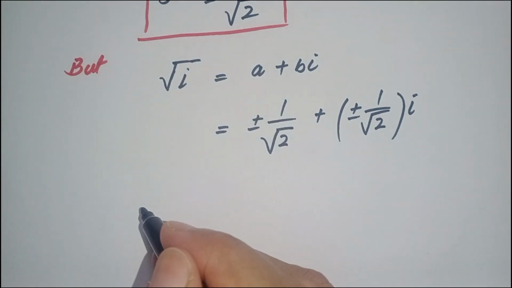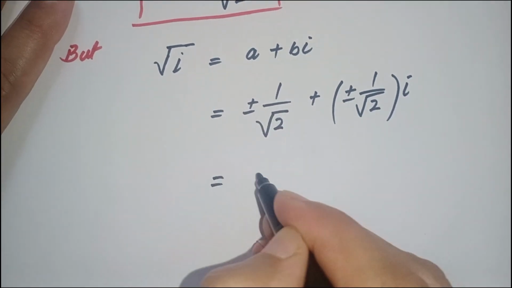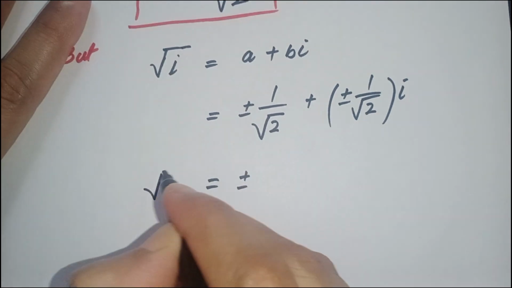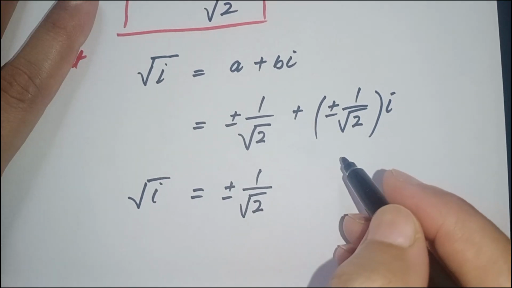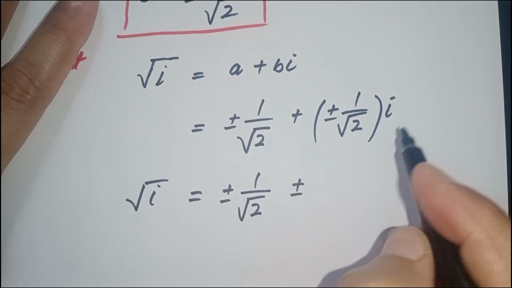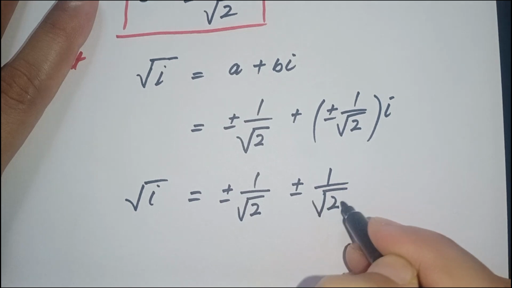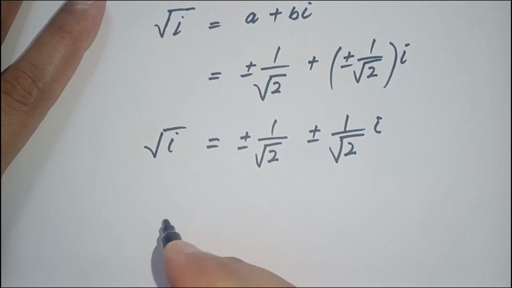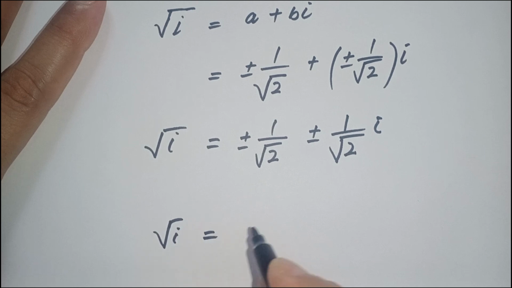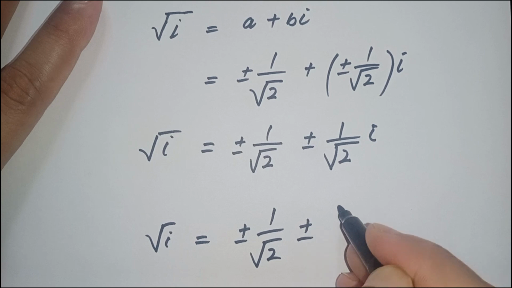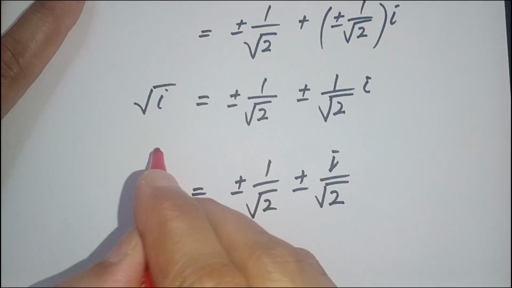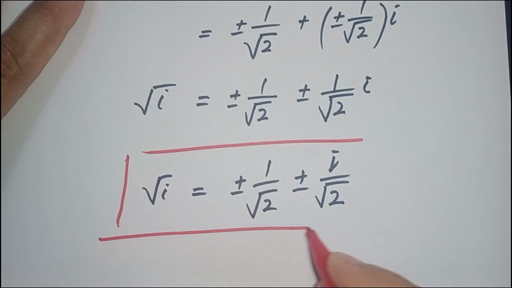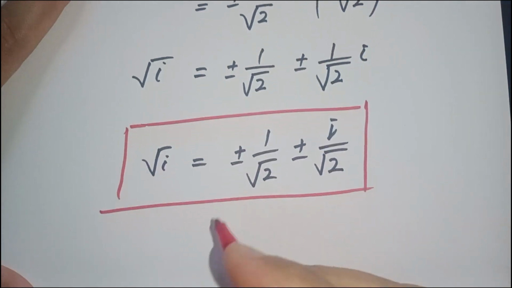So we can write it as plus or minus 1 over square root 2, plus or minus 1 over square root 2 i, or we can write square root i is equal to plus or minus 1 over square root 2 plus or minus i over square root 2. So it is the final value of square root i. So it is the answer of this question.